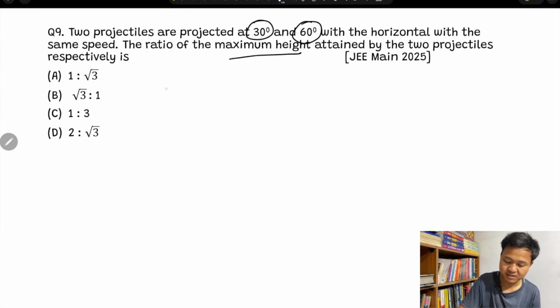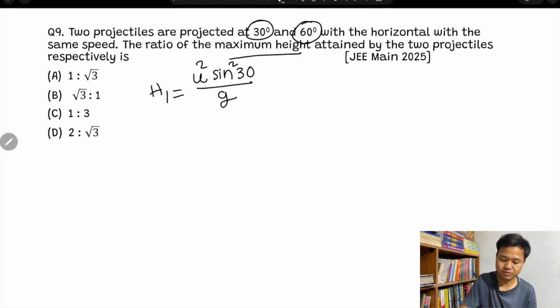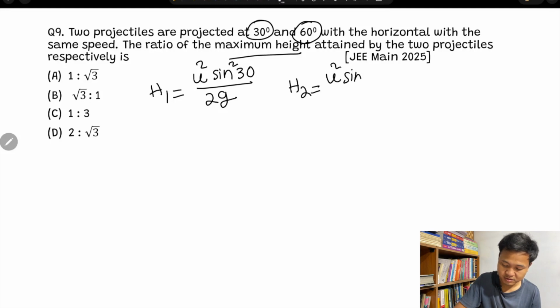Maximum height depends on what? It depends on u sine theta. Okay, u sine theta. So maximum height depends on u y square. So that means what? For the first, u square sine square 30 divided by 2g, that is u y square by 2g. For the second height, u square sine square 60 divided by 2g.